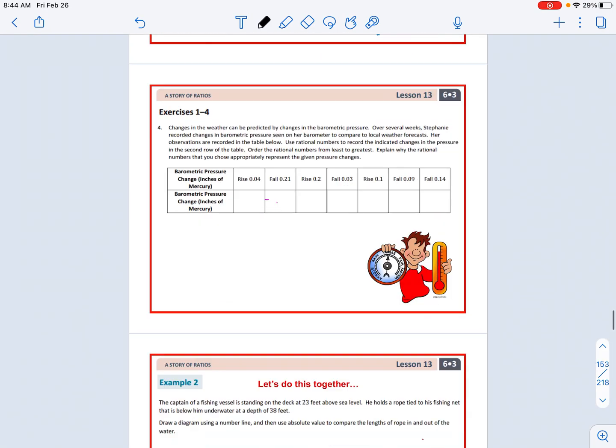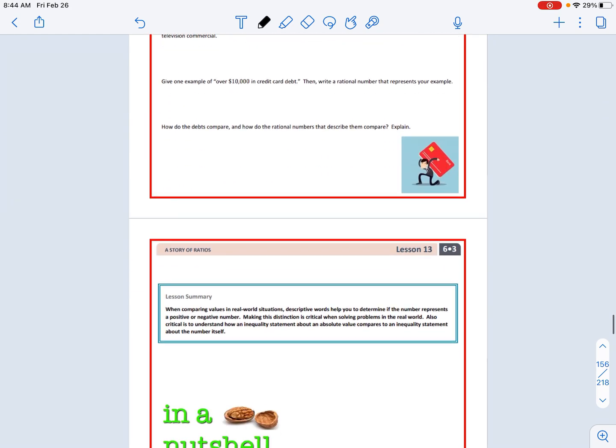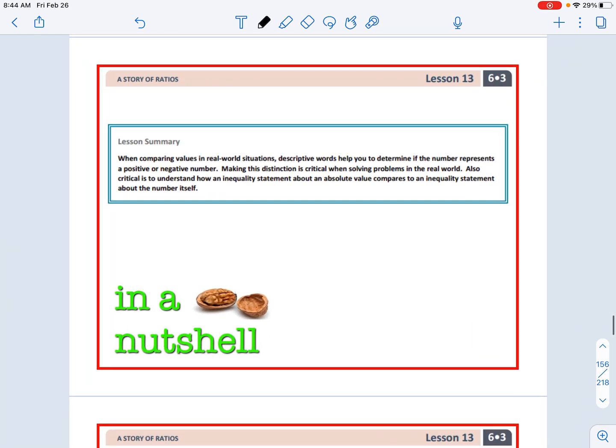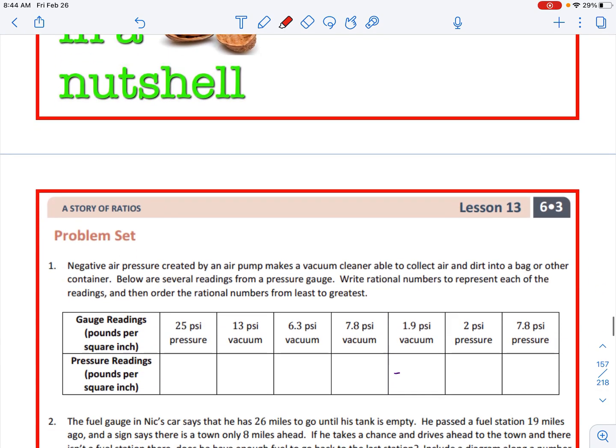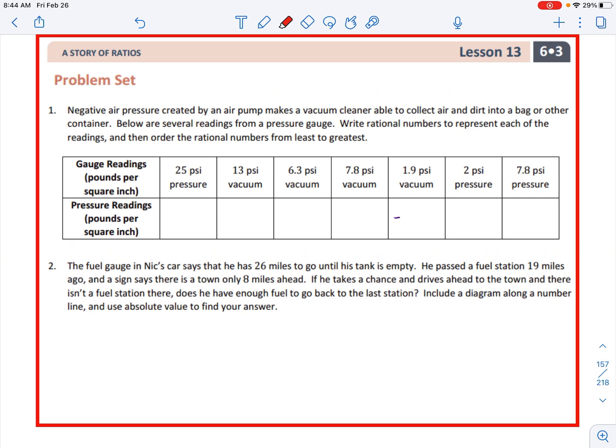Let's go ahead and move on, guys. So the lesson summary says, when comparing values in real-world situations, descriptive words such as positive, negative, charge, withdrawal, deposit, below, above, rise, fall, help you to determine if the number represents a positive or negative number. Making this distinction is critical when solving problems in the real world. Also critical is to understand how an inequality about an absolute value compares to an inequality statement about the number itself. So you have a problem set that looks like this.